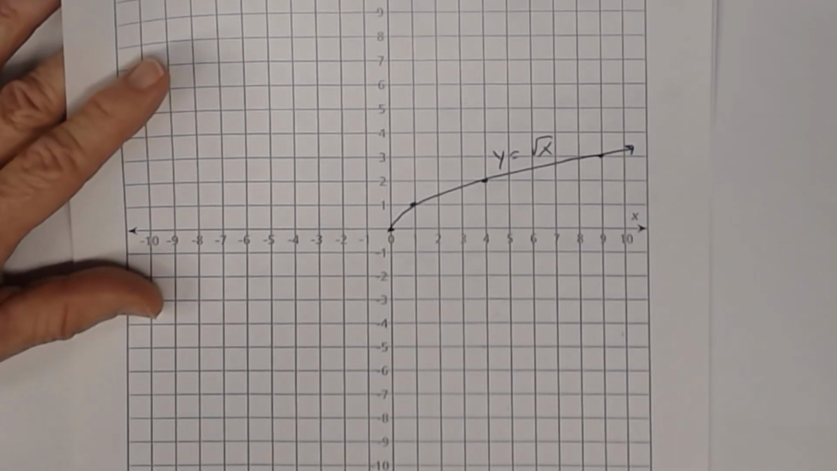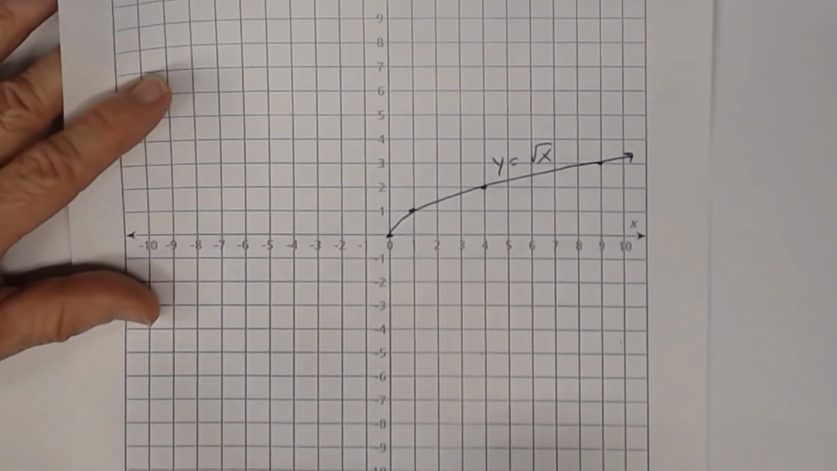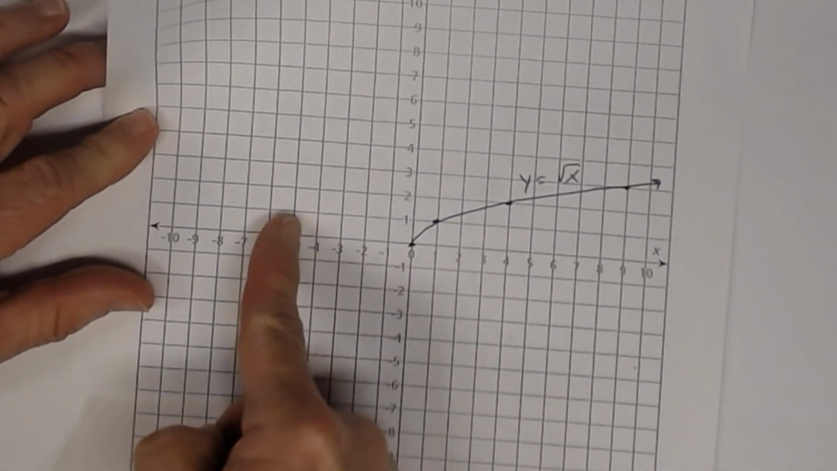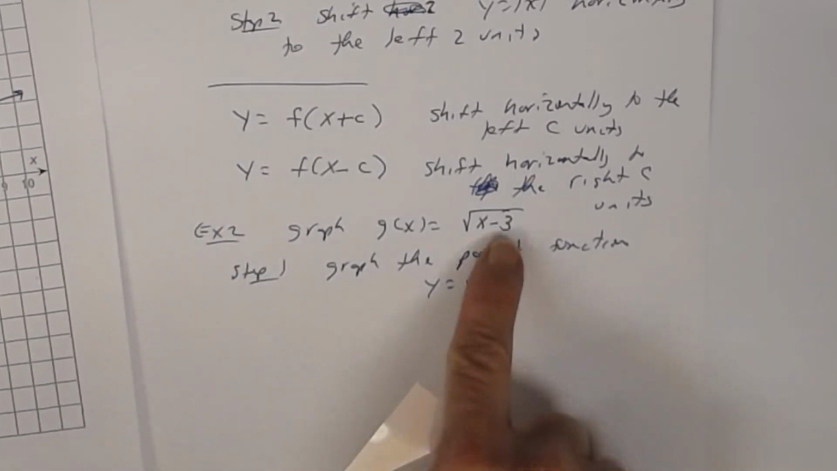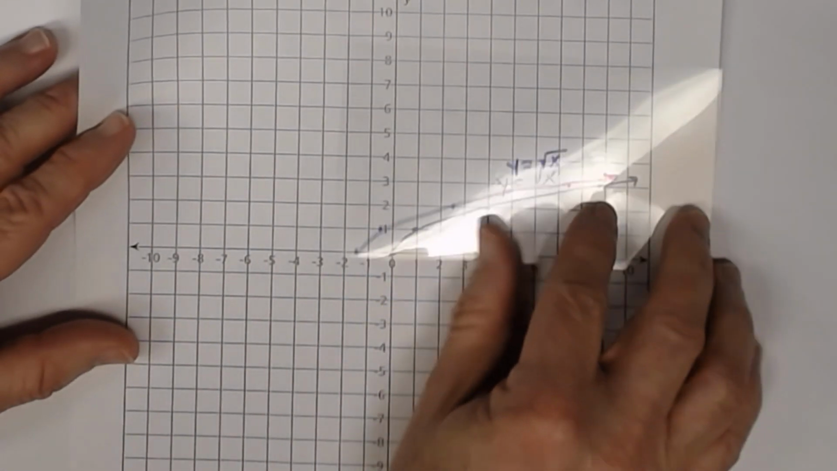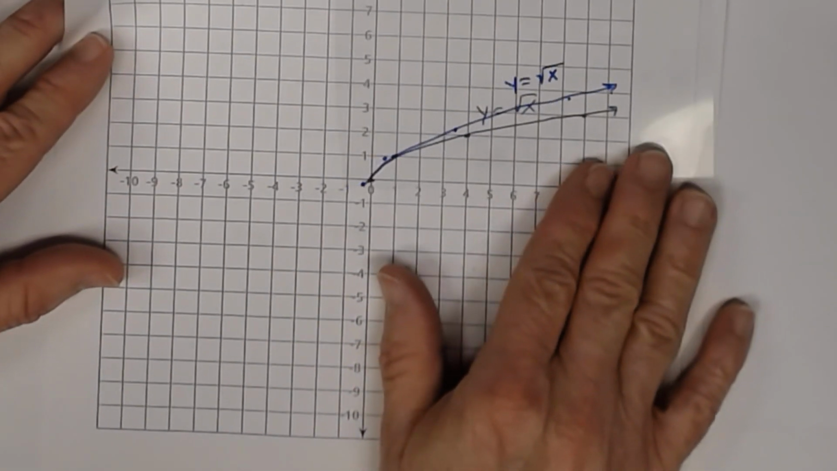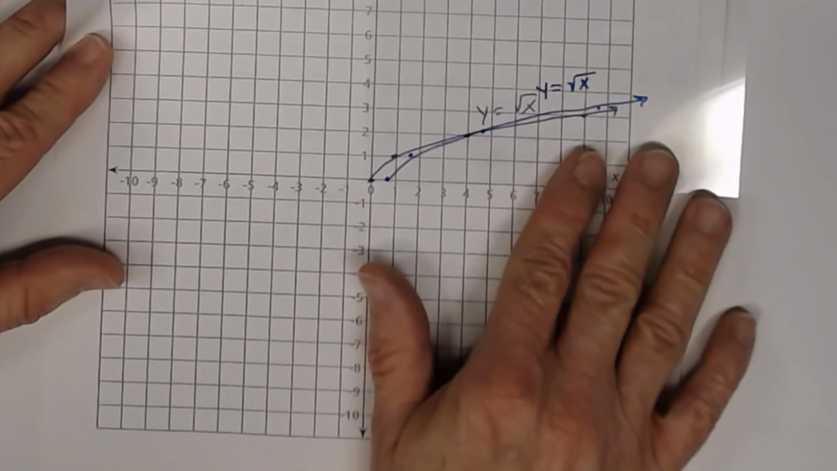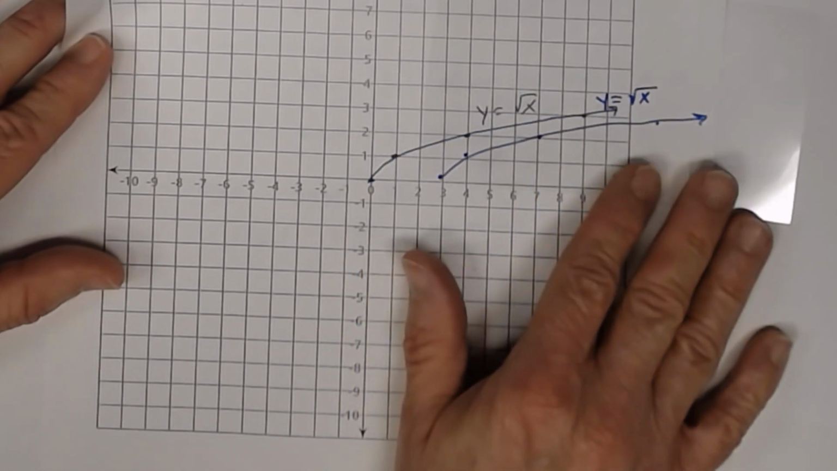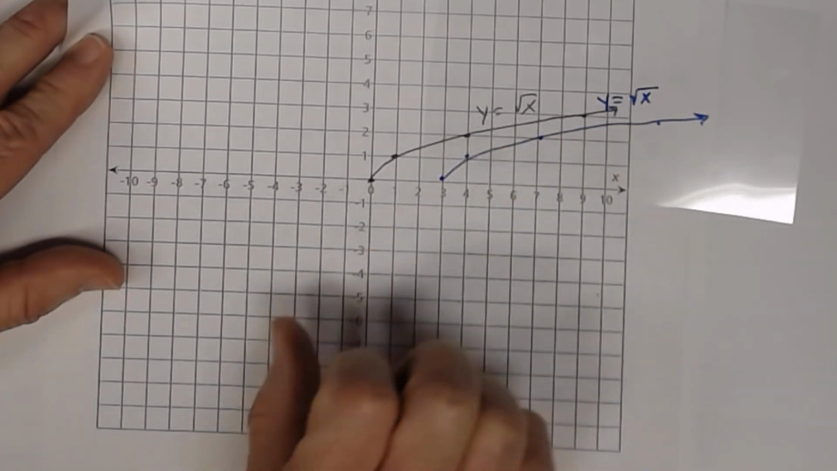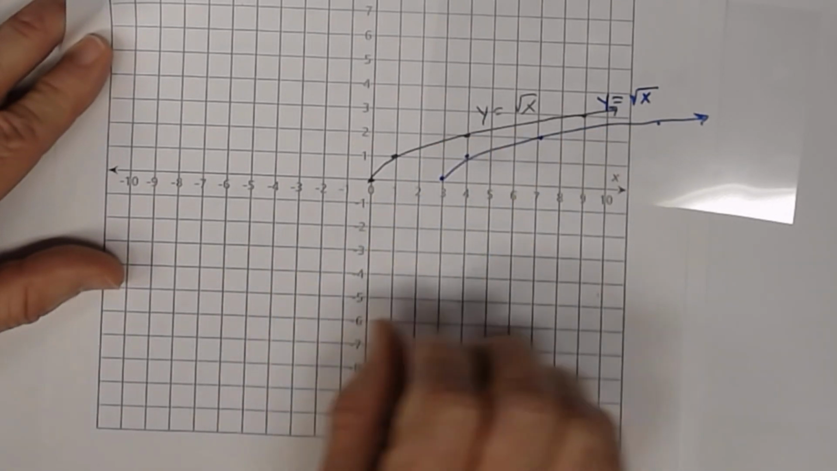Now, hopefully, you know that if you take a transparency, or you don't need a transparency, it's intuitive, you know what's going to happen. Minus 3, counterintuitive. So instead of going to the left, you go to the right 3 units. Every point is shifted to the right 3 units. So that's what that says.